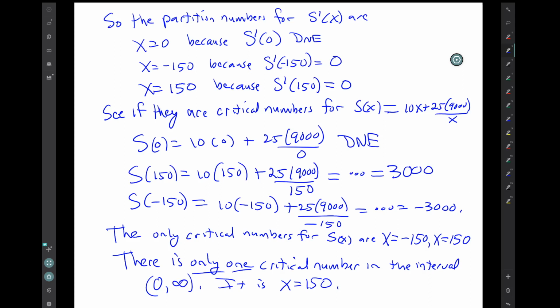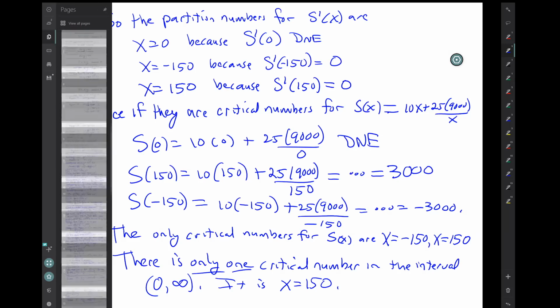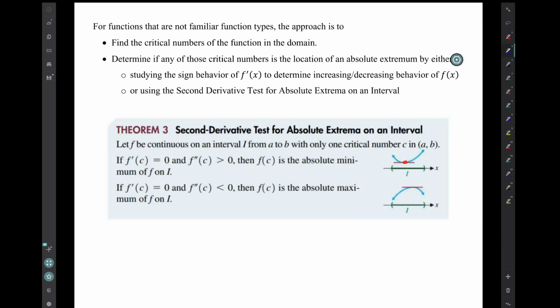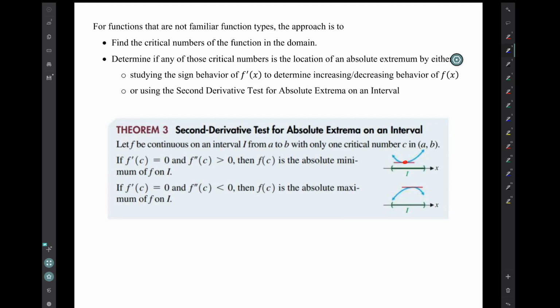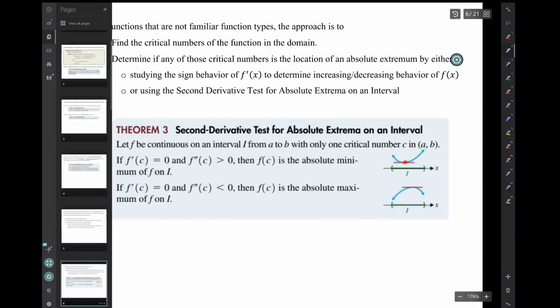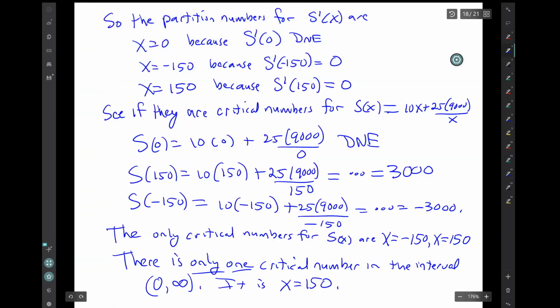Now let's go back up and remember the second derivative test for absolute maxes and mins. The second derivative test says that if we have only one critical number in an interval, and we know that the first derivative is 0 there, then if we figure out that the second derivative is positive or negative at that point, that will tell us that that's the location of either an absolute min or an absolute max for that whole interval. Well, that tells us that our approach should be now to find the second derivative of S. So we'll do that on the next page.